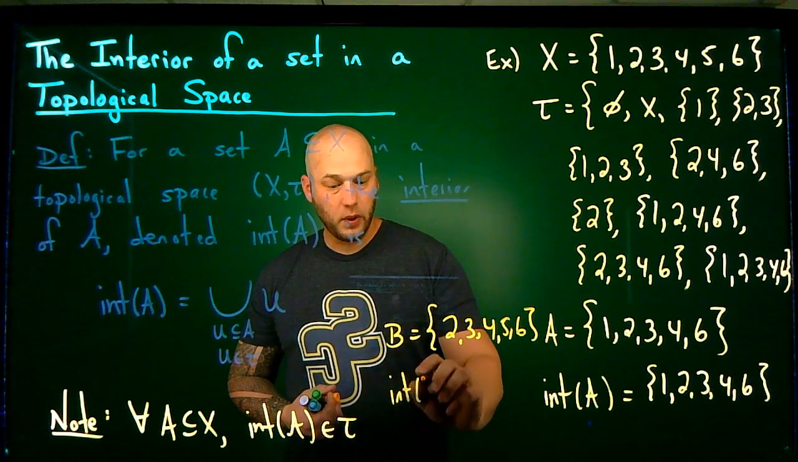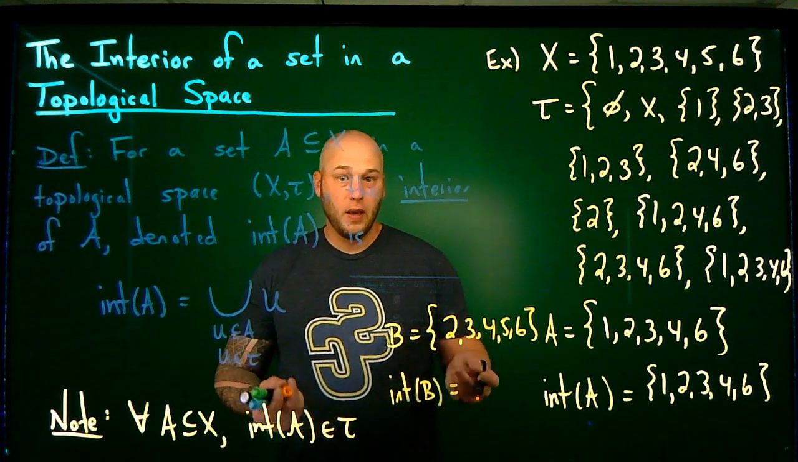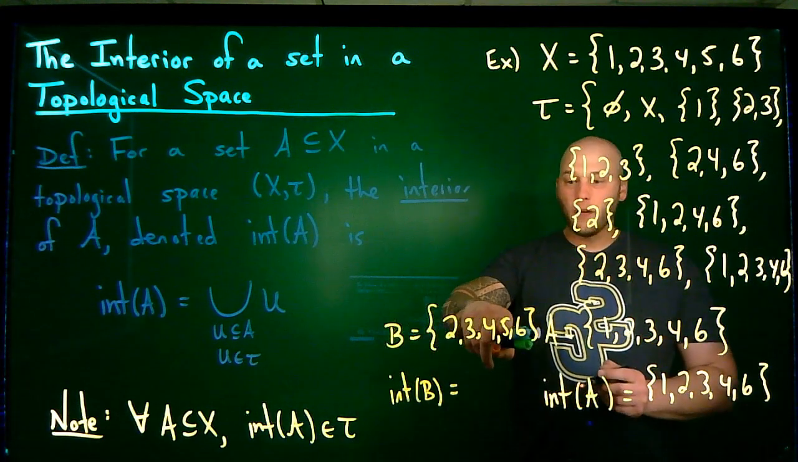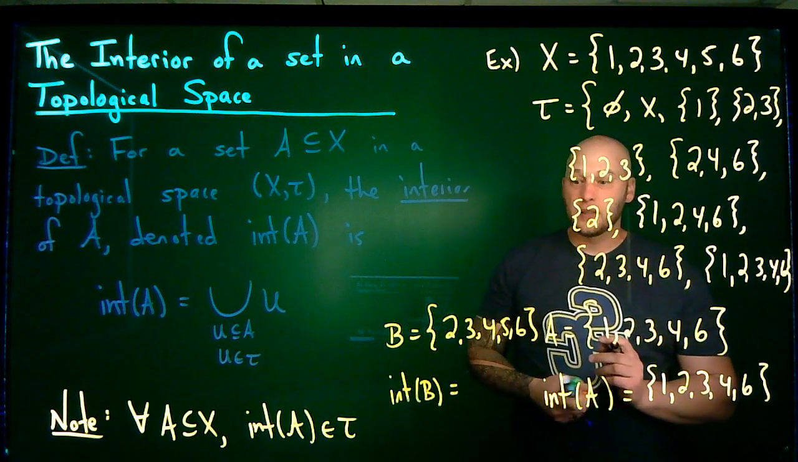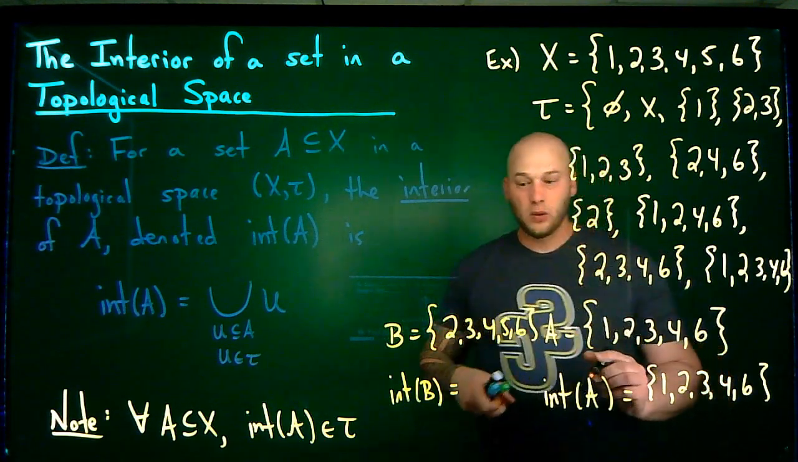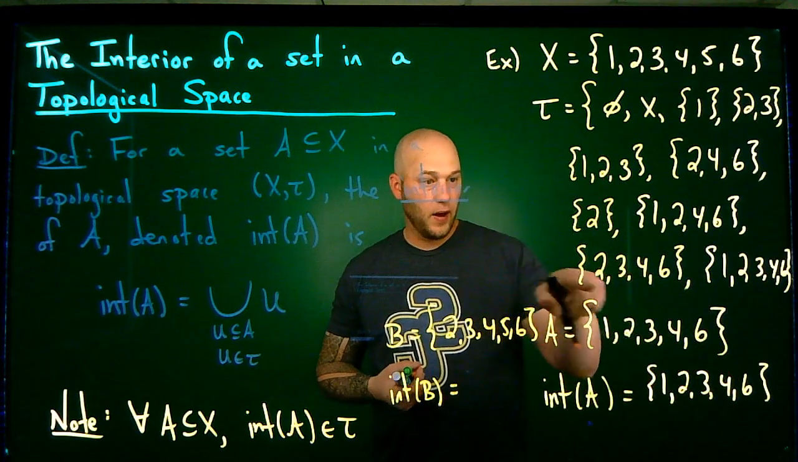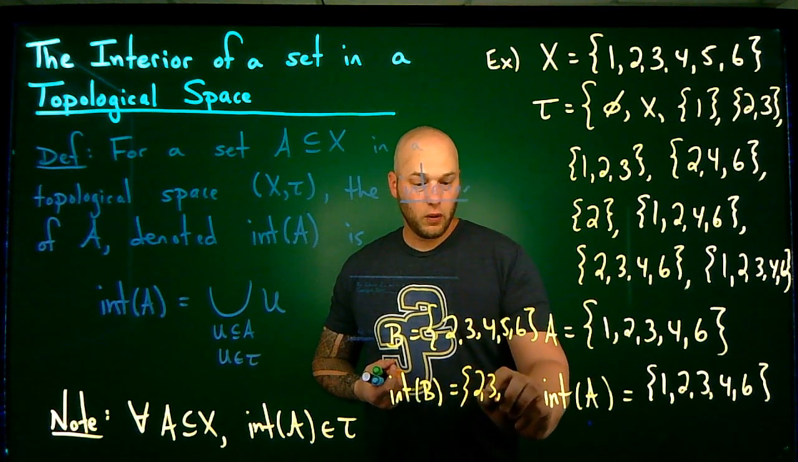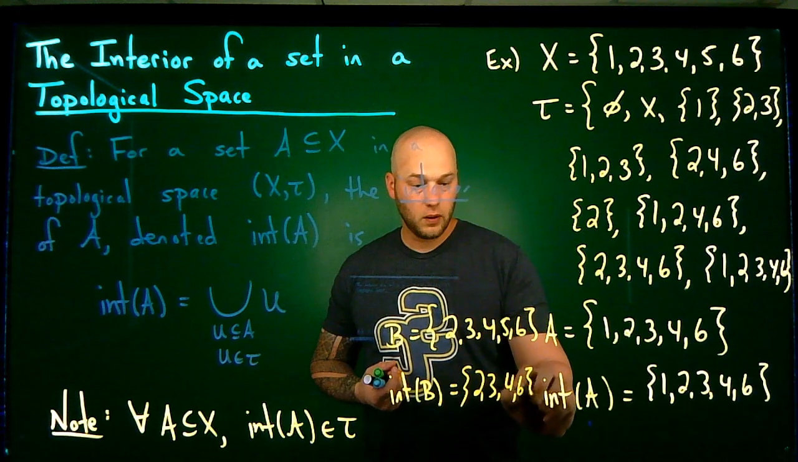That's not open because none of my open sets have the element B, for example. But let's say B is {2, 3, 4, 5, 6}. What is the largest open set contained within that? Well, I know {2, 3, 4, 6} is open, and that doesn't have 5, so therefore the interior of B is {2, 3, 4, 6}.